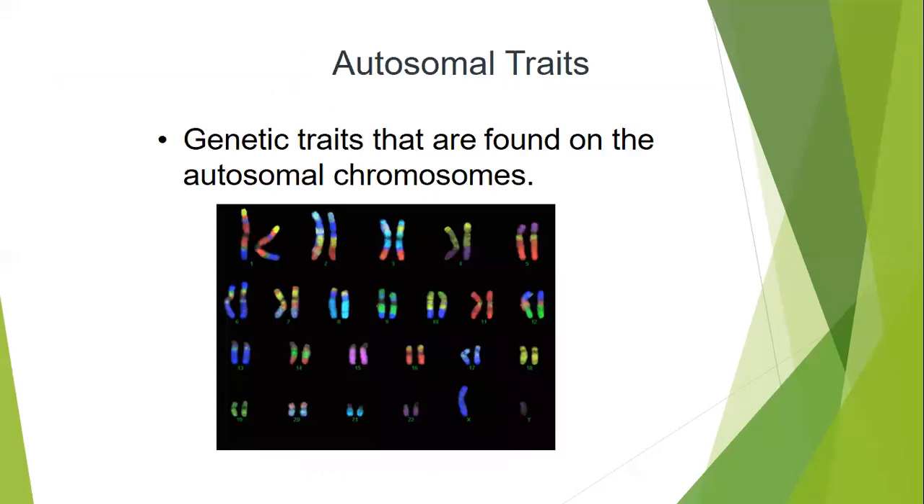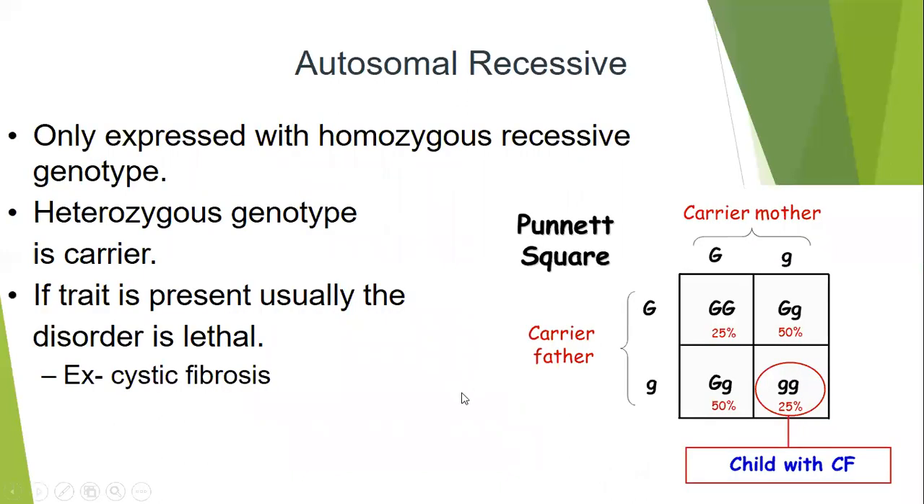Autosomal disorders. Remember, autosomal disorders are everything else, and they can be both dominant and recessive. So in other words, when we're talking about autosomal recessive, this means that you must get the recessive gene from the mother and the recessive gene from the father. So generally, if both parents are carriers, 25% of the offspring will have it.